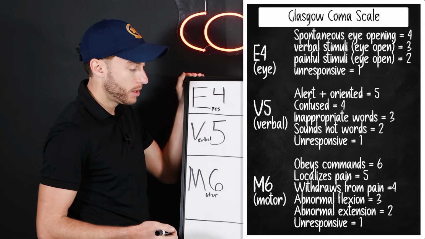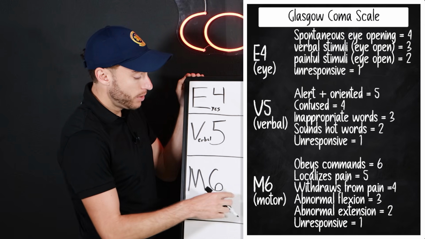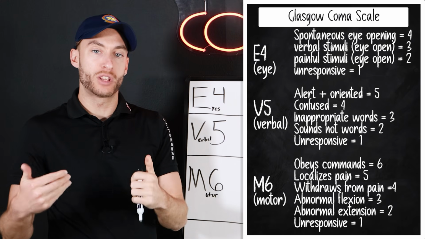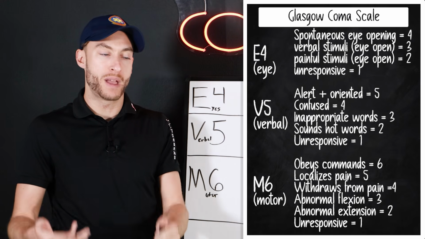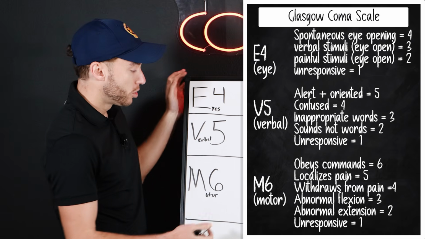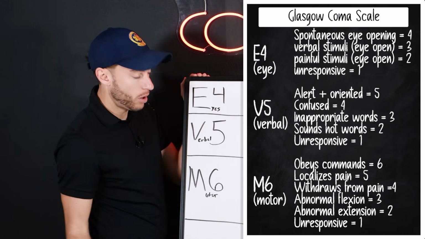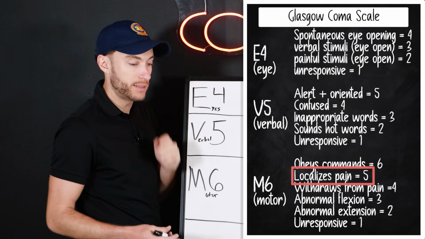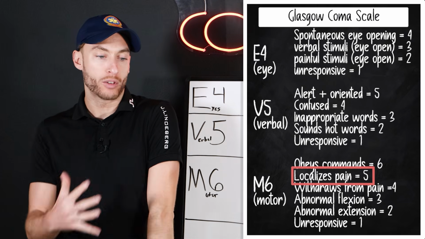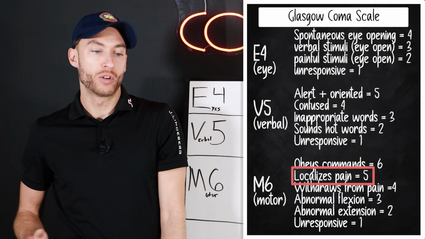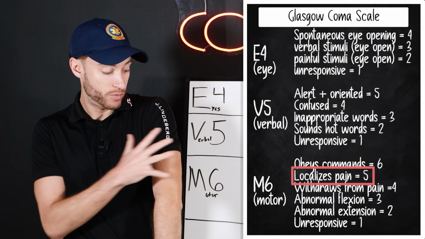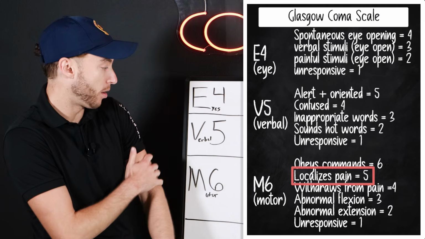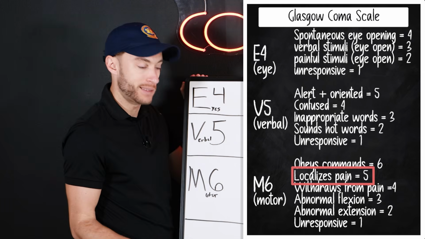Let's fill in the middle. Now, this actual part has to do with a painful stimulus and how the patient responds to a painful stimulus, right? So if they obey commands, okay, 6, 1 unresponsive. 5 means the patient is able to localize where the pain is. So let's say they have an arm injury, they can say, oh, my arm, they're holding their arm, they can feel the arm, right? They're not obeying commands though.